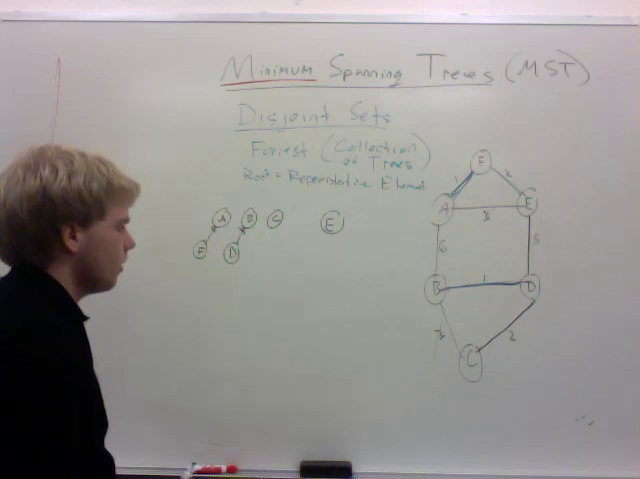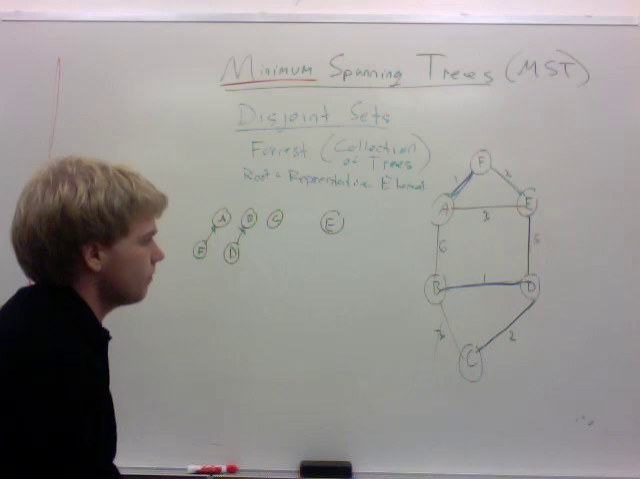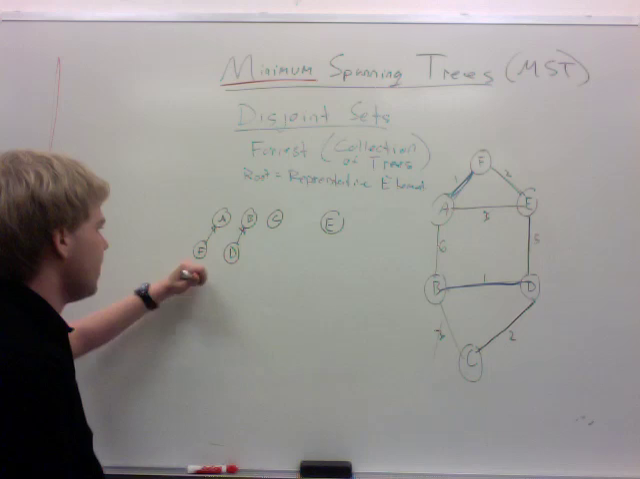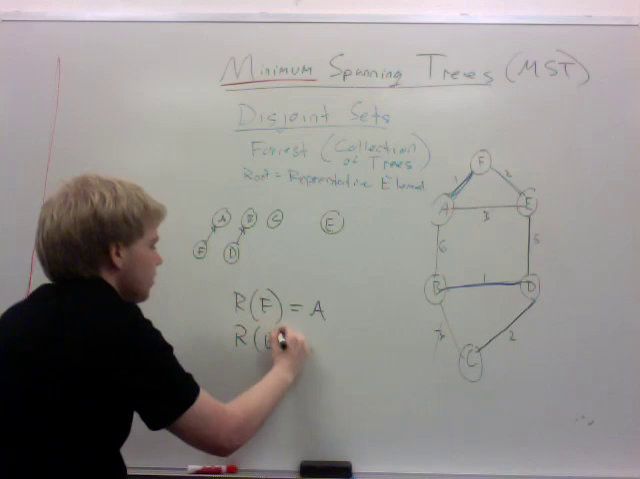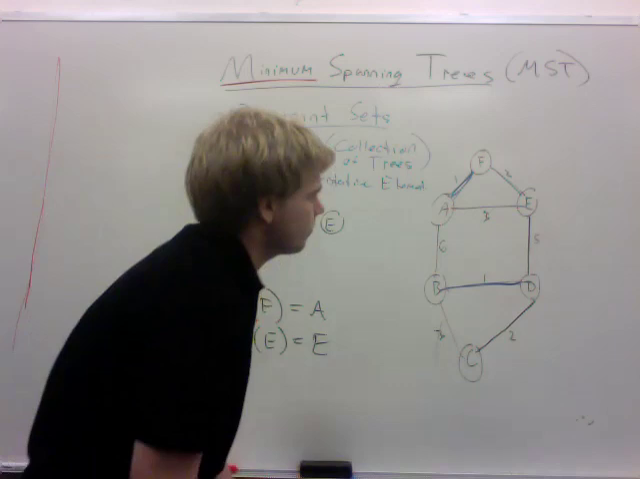Now let's look at our next edge, F and E. What we have to do now is look at the representative element of F and the representative element of E. Here, the representative element of F is equal to A. The representative element of E is equal to E. So they're different, so it's safe to pick that edge.